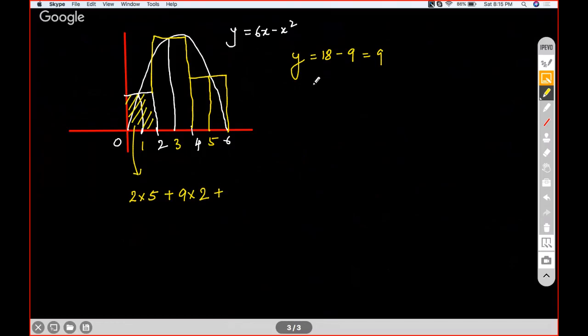And for the third one, when you put a 5, you get 30 minus 25. That's going to be 5. Okay, so it's 2 into 5. So it's 10, 18, and 10. That's going to be 38. Option D is correct.